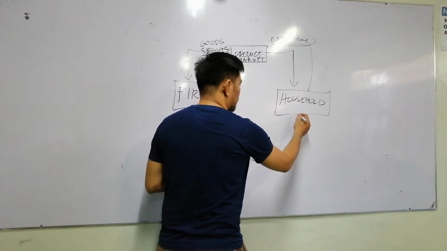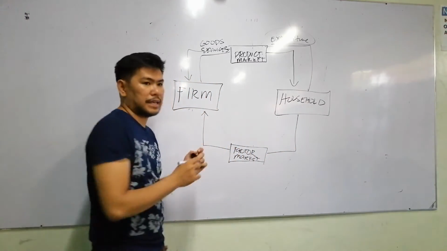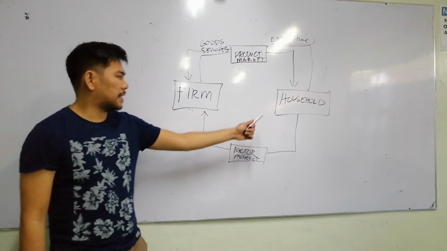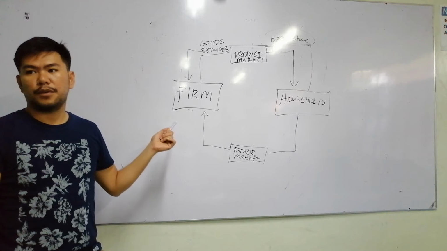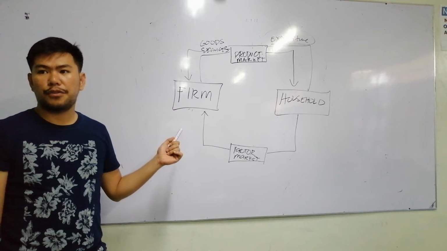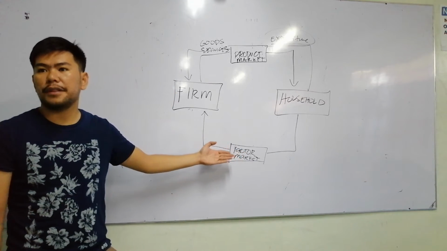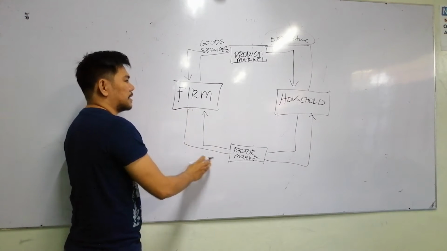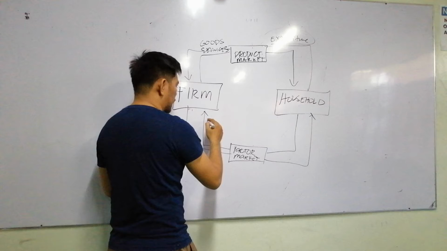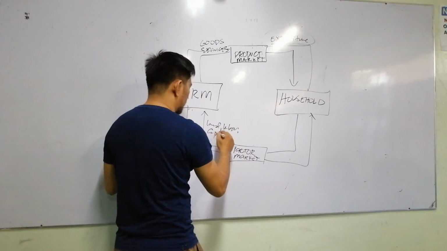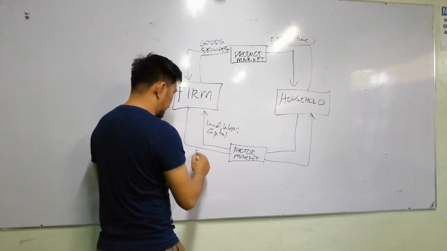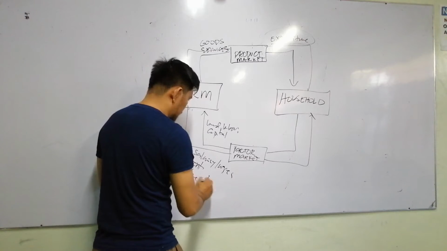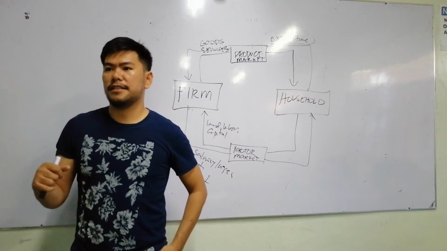Now, here, the household is also selling something to the firm. What are these? You know the factors of production, right? Land, labor, capital, entrepreneurship. It is the household that provides the firm with those factors through the factor market. So this is now the market for the factors of production. In return, the firm pays something to the household. If the household is offering land, labor, capital, the firm has to pay something in the form of salaries or wages, rent, interest.